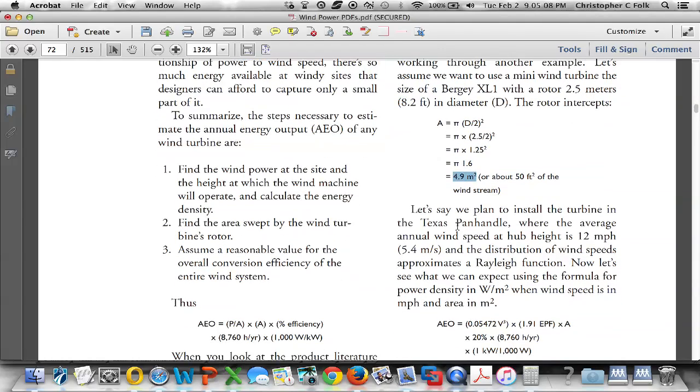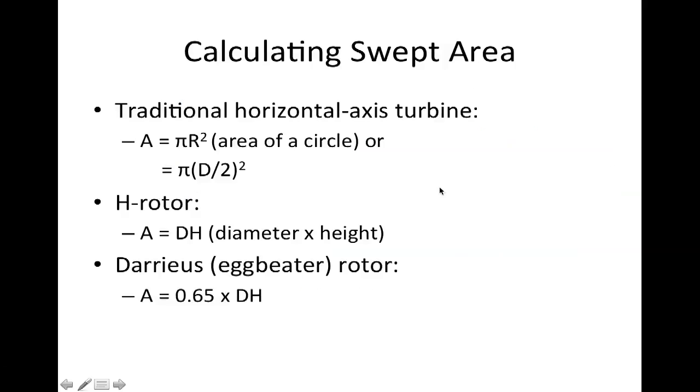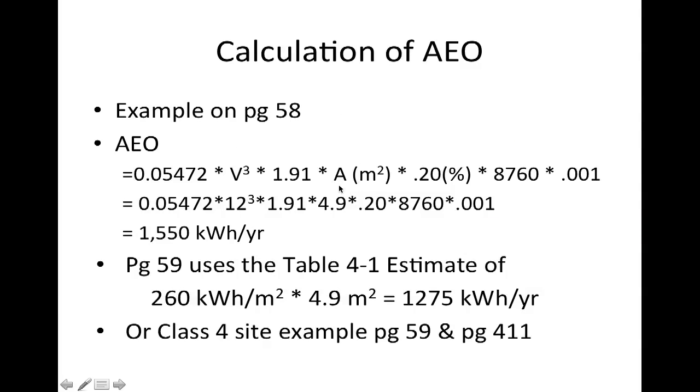So how can we calculate this? Well, here's the formula. It's telling us that the multiplier we're going to use is for wind in miles per hour and area in square meters. The example on page 58 is broken down exactly like this.